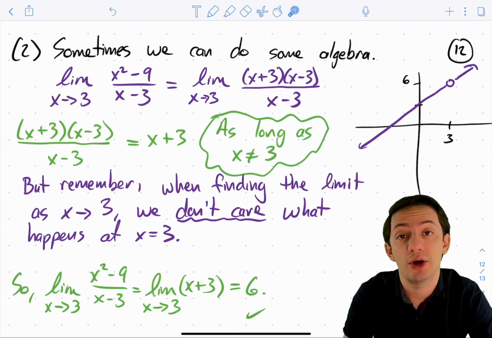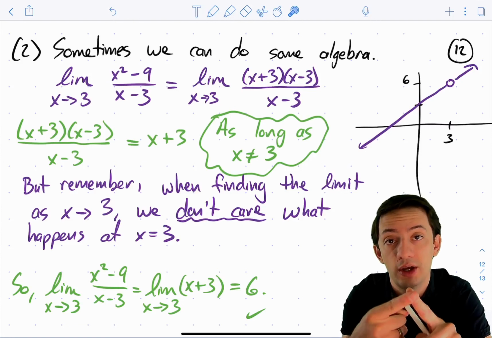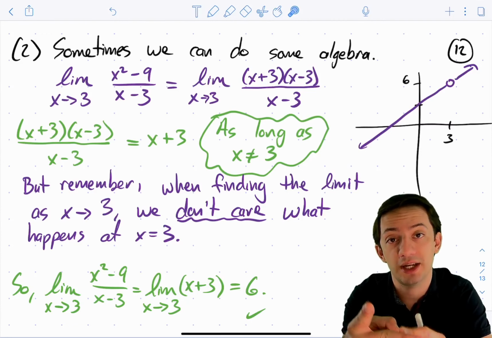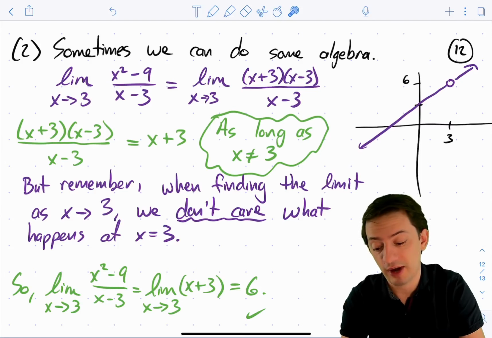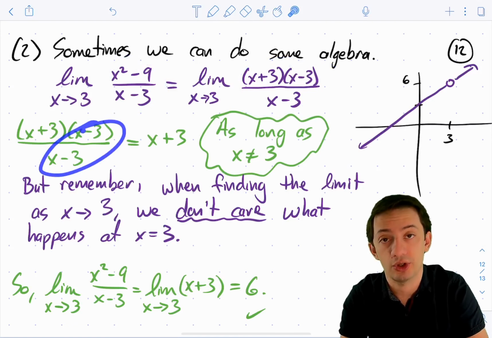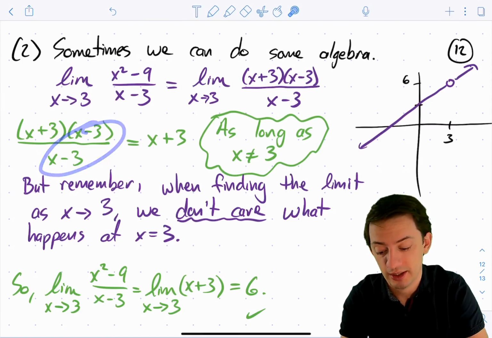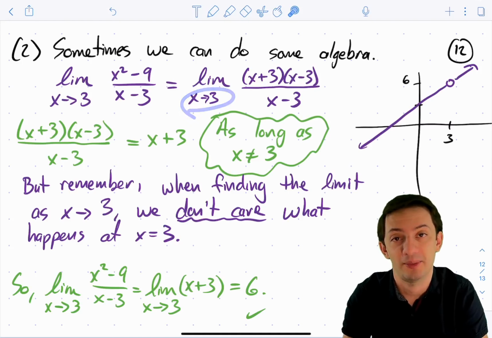So 2 ways that we know to do a limit. Well, 3 ways, really. One is if you have the graph, look at the graph. Number 2 is if the thing you're taking the limit of is continuous, just plug it in. And number 3 is if you have a rational function, try to factor and cancel, which you can do as long as the point that you're canceling at, in this case 3, is the thing you're taking the limit of.